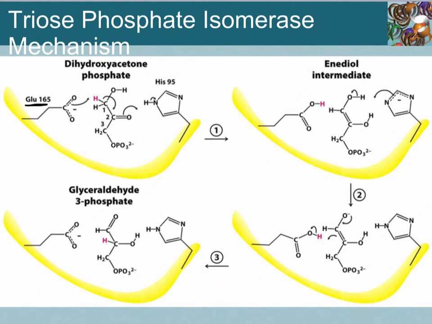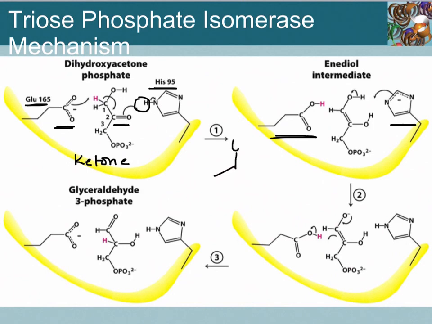Here's your glutamic acid 165 and your histidine 95. Alright, so we're starting out with our ketone, and we're going to make an aldehyde. The first step of the reaction, the carboxylate, is going to abstract a hydrogen. Now, to stabilize the negative charge, we're going to take a hydrogen from the histidine. So now in the enzyme pocket, you can see we have a protonated glutamic acid and a negatively charged histidine. We have an ene-diol intermediate.